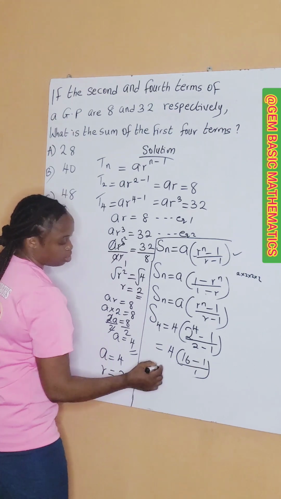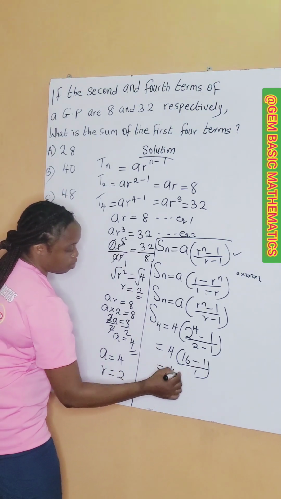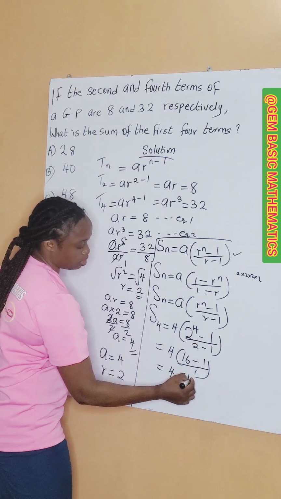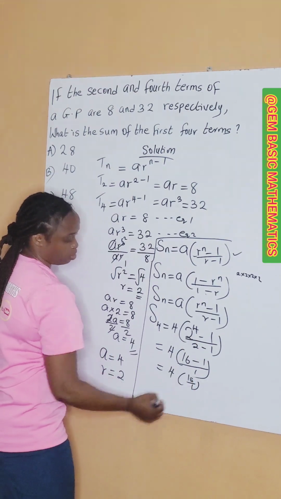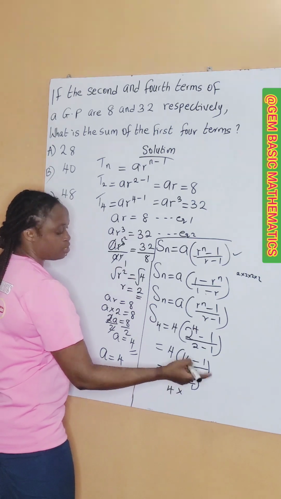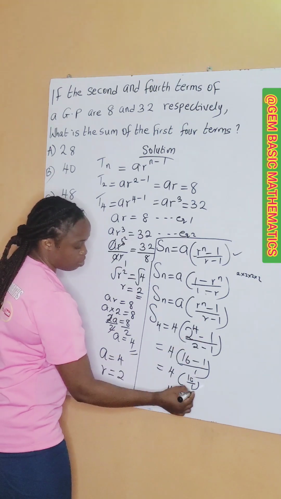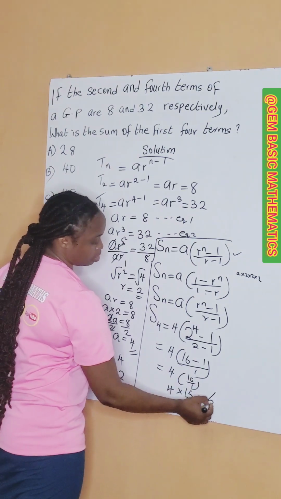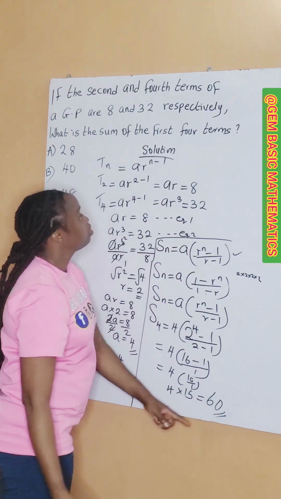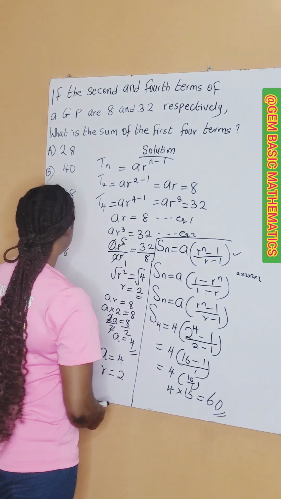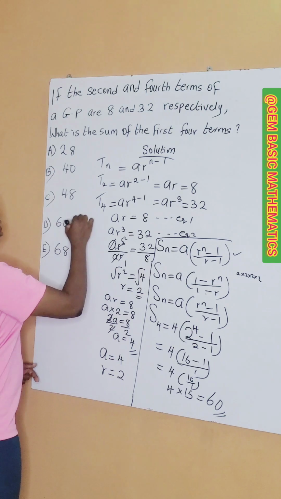2 minus 1 is 1, and 16 minus 1 is 15. So we have 4 times 15 divided by 1, which gives us 15 times 4, and 4 times 15 is 60. So the sum of the first four terms is 60, and that is option D.